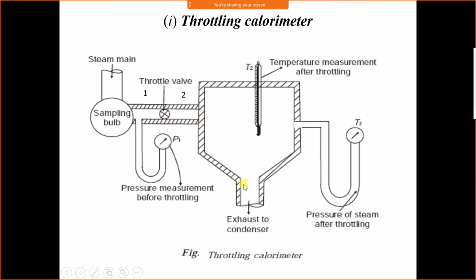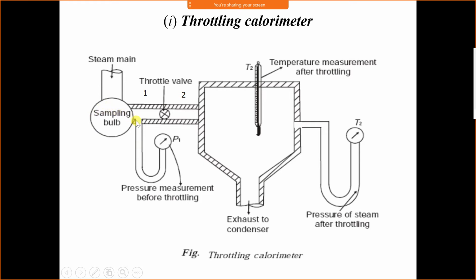Now, this device is used to measure the dryness fraction of steam. To check dryness fraction, we need to first find out how much water and how much dry steam is available. This is the sampling bulb. Here a sample of wet steam is collected. Wet steam enters from the steam main, through this pipe, into the sampling bulb.